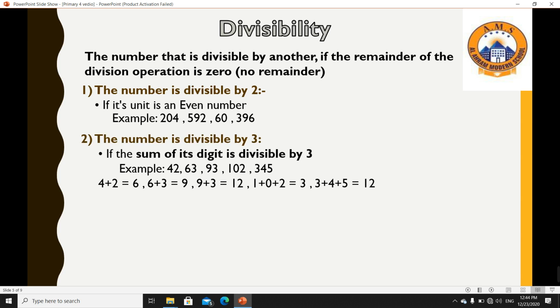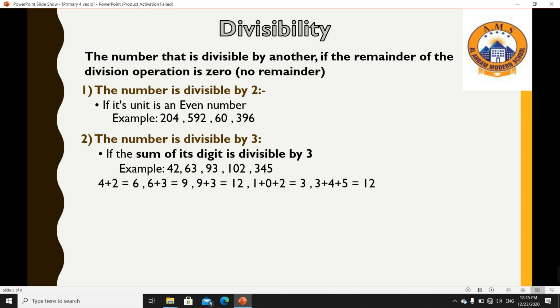What about 3? There is a small trick to check whether a number is divisible by 3, yes or no. We will add the digits, make a sum of the digits of any number. Let's look here. I have the number 42. Is 42 divisible by 3, yes or no? I don't know. I will tell you how to check. We will add the digits. 4 plus 2 equals 6. Can you find 6 in table 3? Yes. So that means that 42 is divisible by 3.